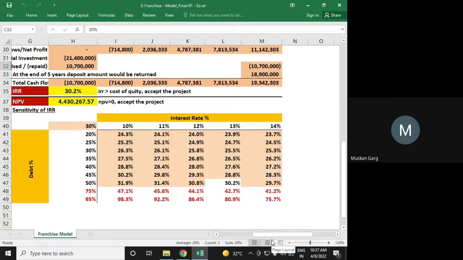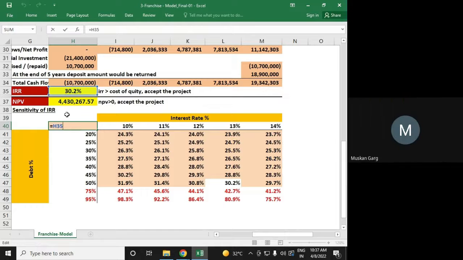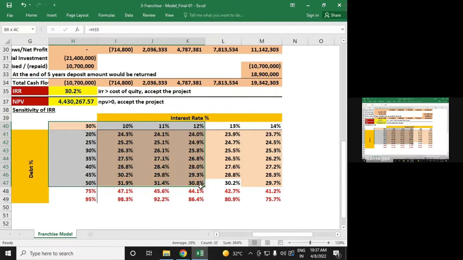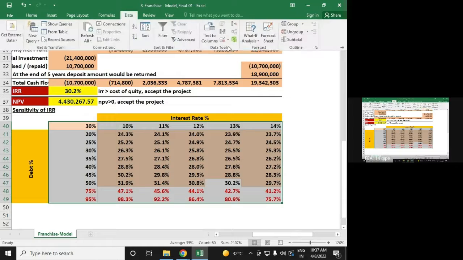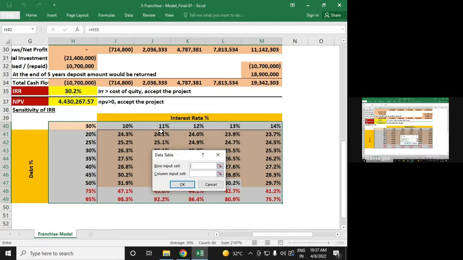So can you show the last command again, like whatever you did right now? Yeah. Have you linked the left corner cell? Yes, sir. Then you select the entire range. Go to data. What if data table? You have this dialog box. Data. What if data table? Before that, you have to select the entire range.